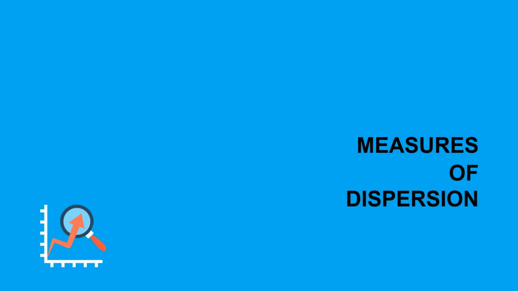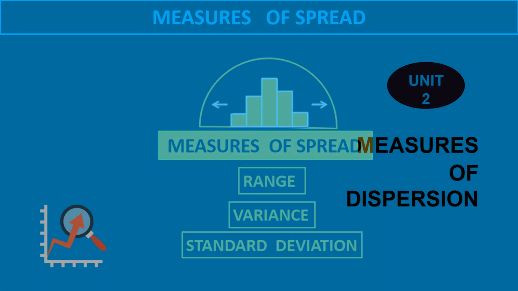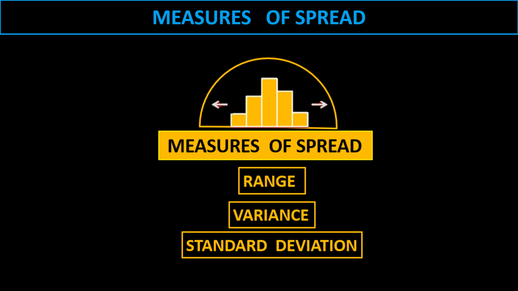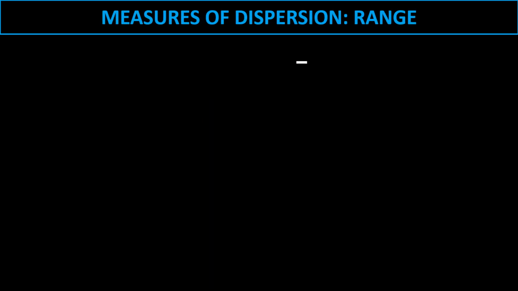Now we're going to look at our next measure, and this is the measure of dispersion or the measure of spread. And these are the different measures we're going to look at: range, variance, and standard deviation. So let's start with the first one, range.